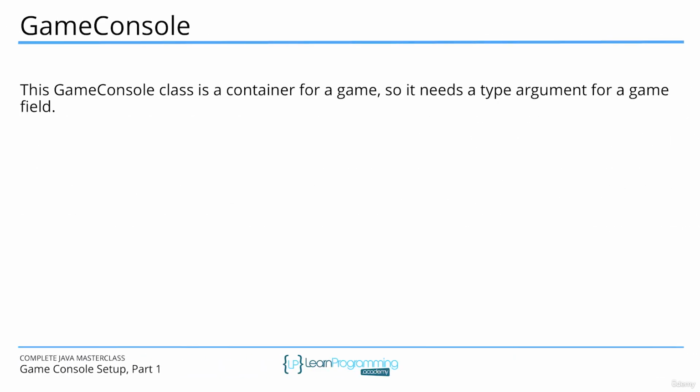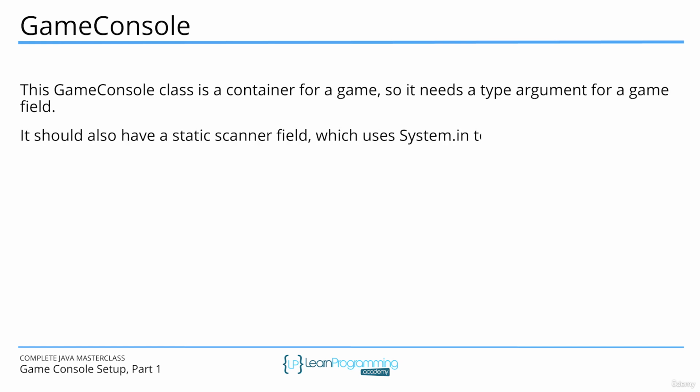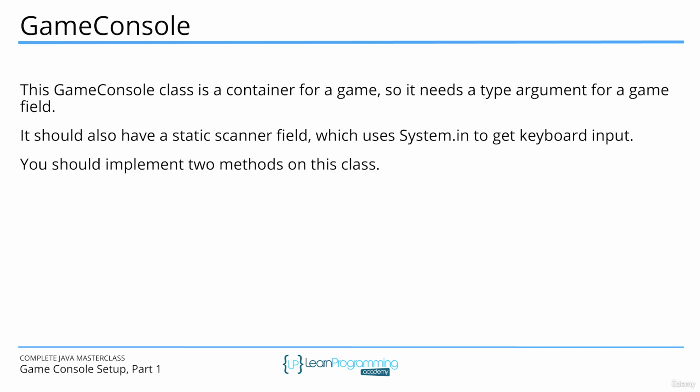This game console class is a container for a game, so it needs a type argument for a game field. It should also have a static scanner field, which uses System.in to get keyboard input. You should implement two methods on this class.